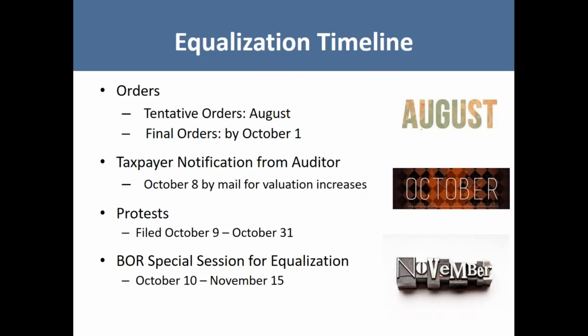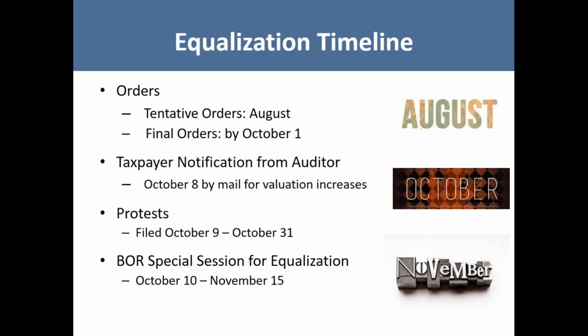Now, we know that this is an odd year and this is an equalization year. So this is going to happen August, September, October, November. In August, a tentative order will come from the Department of Revenue to advise if there is or is not the possibility of an equalization order on classes of property within your jurisdiction. There's an opportunity to discuss that with the Department of Revenue, and final orders are issued by the 1st of October. Then this is the notification to the taxpayer which comes into play this year, and that is notification from the auditor by the 8th of October by mail for valuation increases.